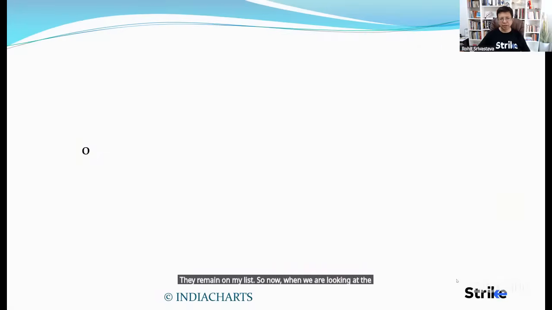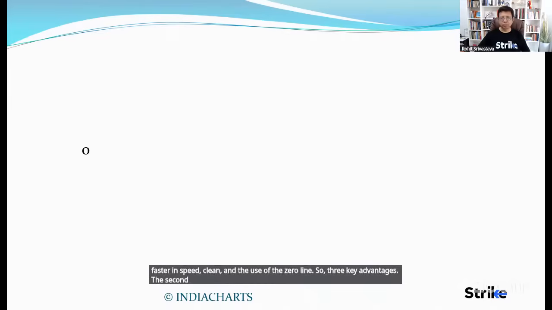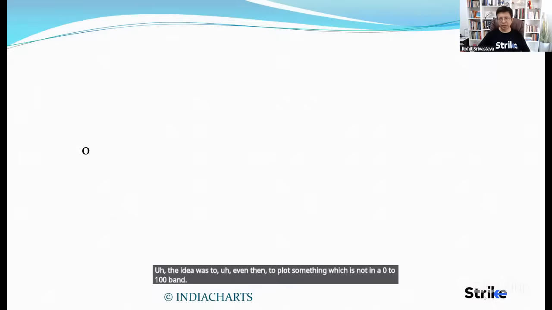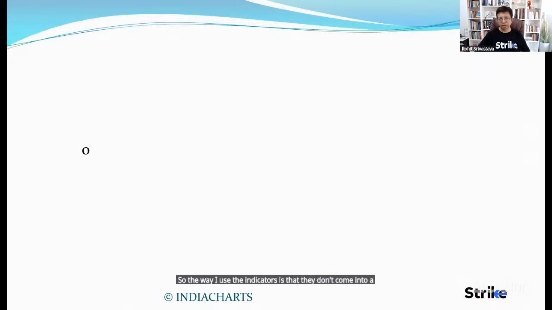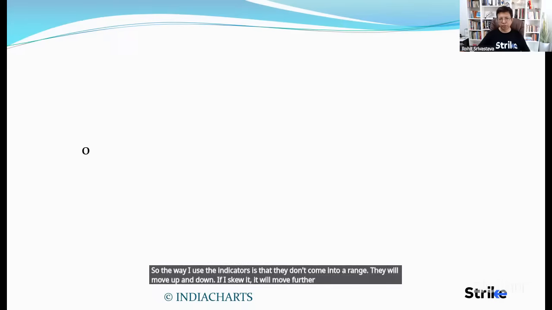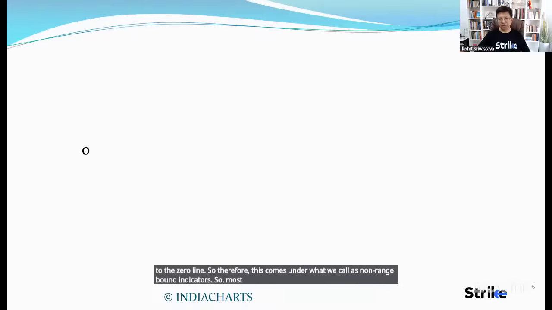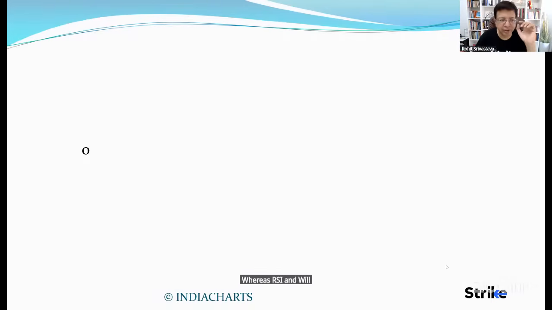So now when we are looking at the RMI, like I said, same as all momentum indicators, but with key advantages: faster in speed, clean, and the use of the zero line. So three key advantages. The second is there are momentum indicators that move between 0 and 100, like RSI, Williams %R, stochastics. This is not like those. I do use some other indicators in my skewed formats, but the idea was to plot something which is not in a 0 to 100 band. So the way I use the indicators is that they don't come into a range. They will move up and down. If I skew it, it will move further up and down to any number and then come back to the zero line. So therefore, this comes under what we call non-range bound indicators. Most of the MACD, ROC are non-range bound indicators. RMI is a non-range bound indicator, whereas RSI and Williams and stochastics are range bound indicators.